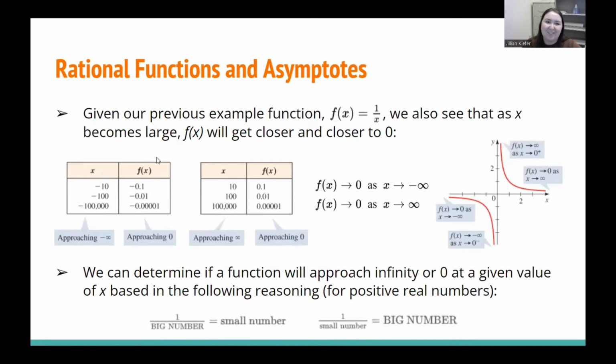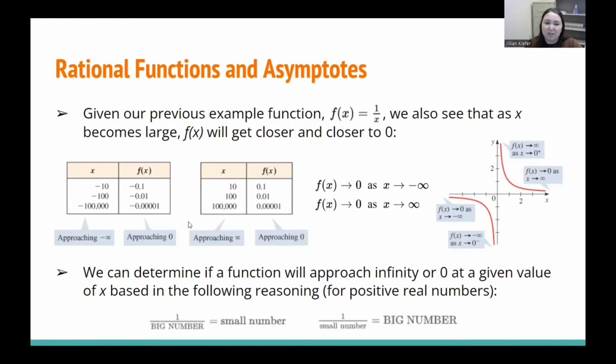So moving on, we say, given this previous example, f of x is equal to 1 over x, the same thing we looked at on that other slide, we see that something also happens. We said that when x approaches this number 0, the vertical asymptote, that our function can't exist at. Now we want to think about, well, what happens when x becomes large in the positive or negative direction? So what happens when x goes towards positive or negative infinity? And we see that f of x will get closer and closer to the value of 0.